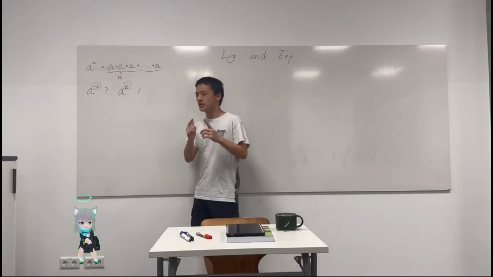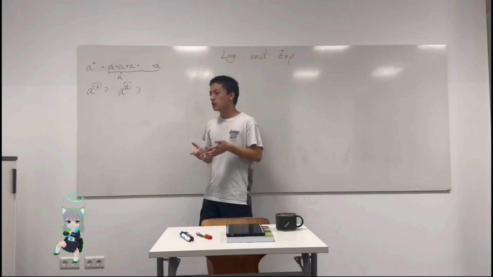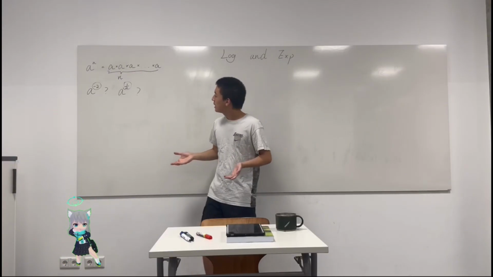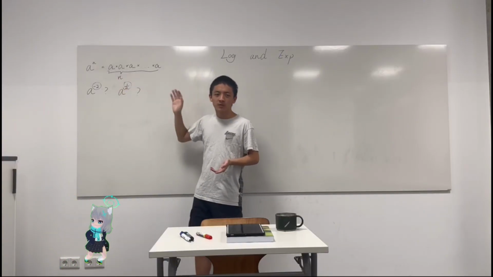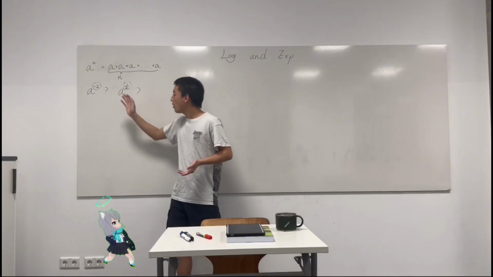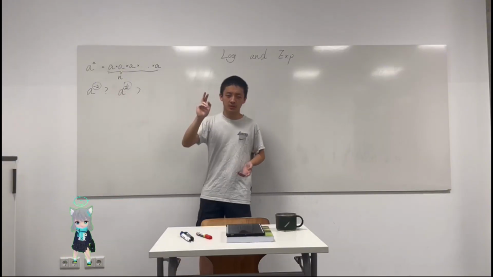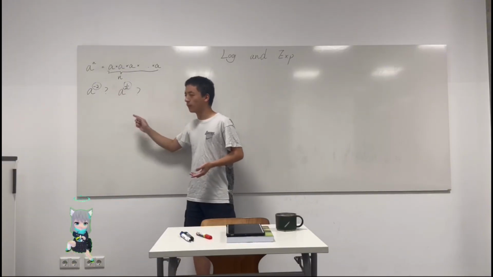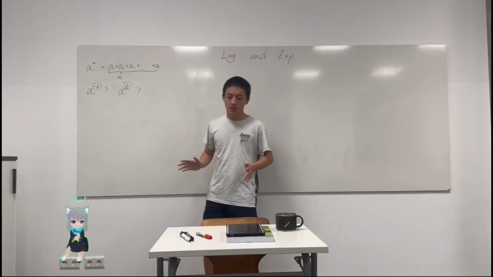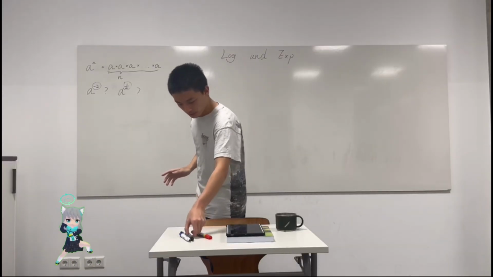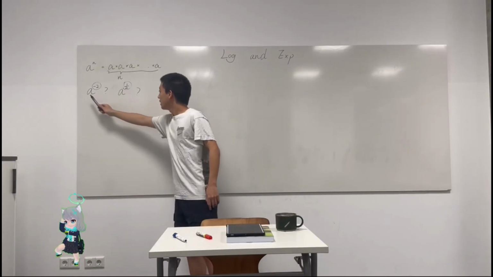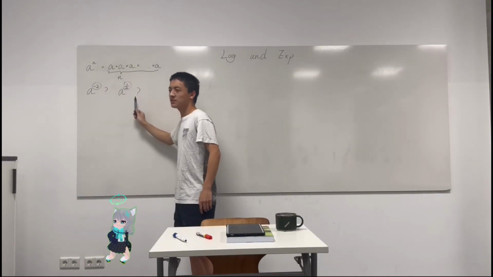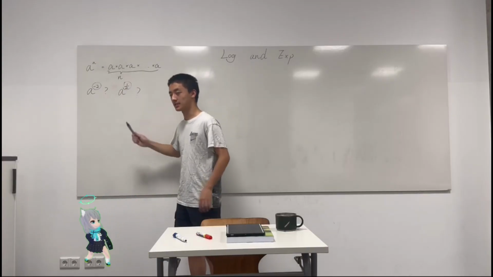Then some of you will ask me, JJ, it doesn't make sense. If a to the power of n means n amount of a multiplied together, how can a to the power of negative 2 or a to the power of 1 over 2 make sense? So right now I can prove why it makes sense.